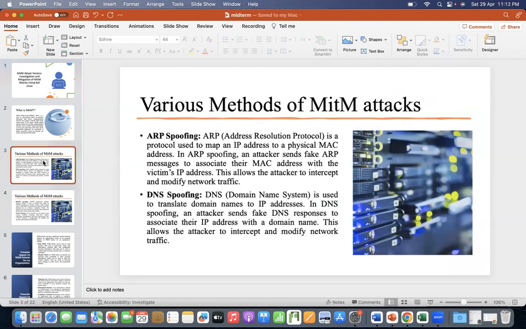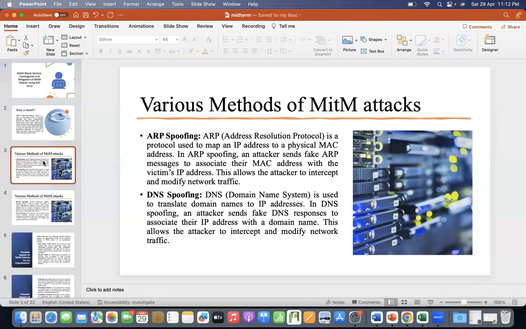Coming to the various methods of man in the middle attacks, there are majorly ARP spoofing, DNS spoofing, HTTPS spoofing, and Wi-Fi hacking. Coming to ARP spoofing, ARP is a protocol that is used to map the IP address to a physical MAC address, where the attacker can send ARP messages to associate their MAC address with the victim's IP address. This allows the attacker to intercept and modify the network traffic.